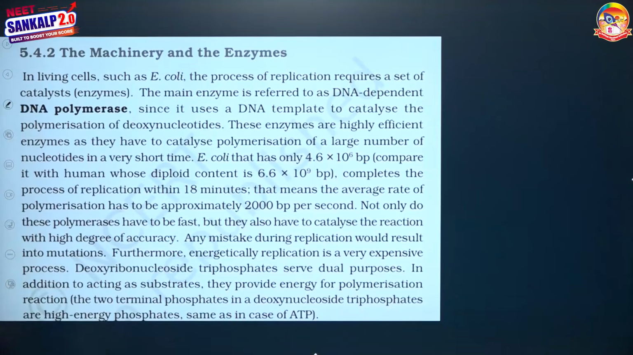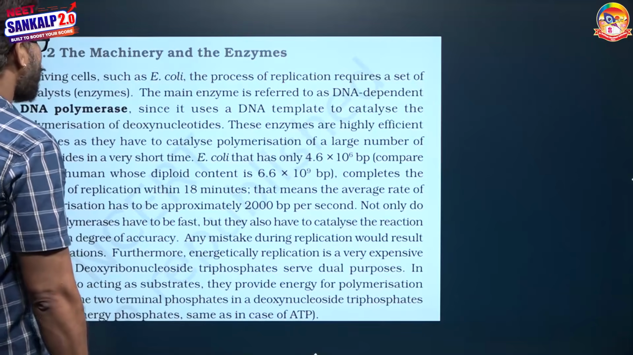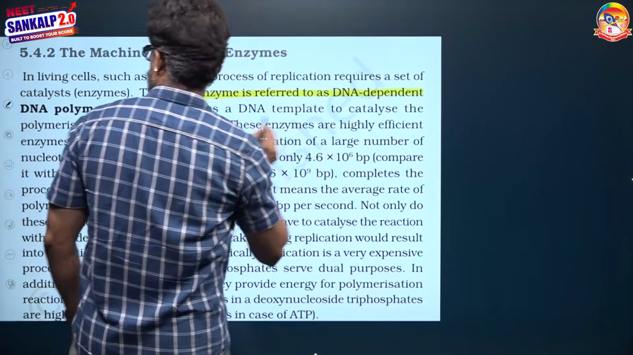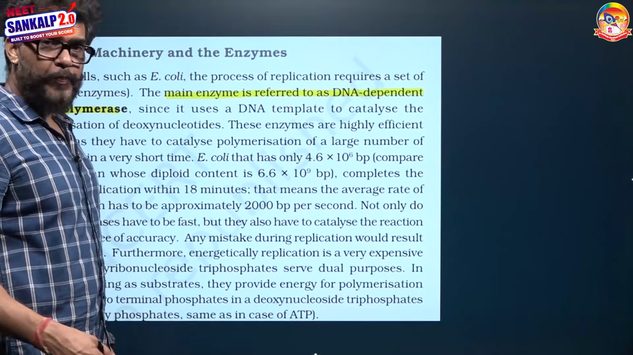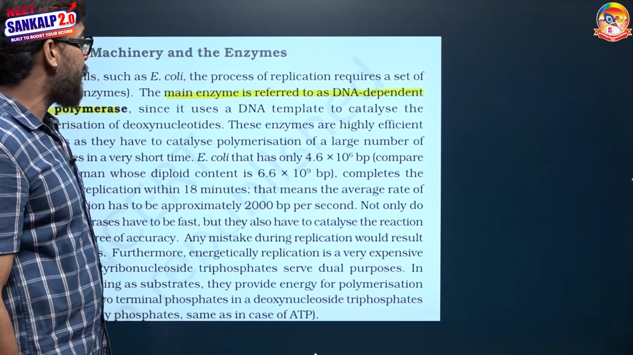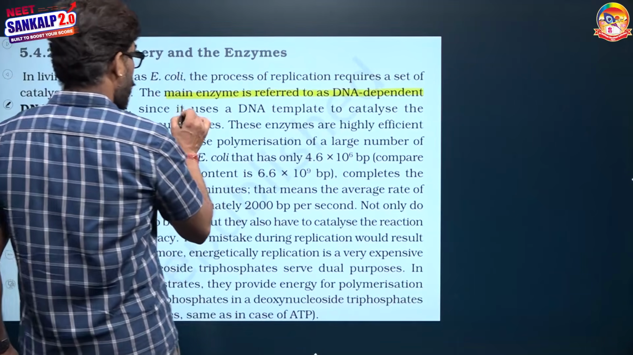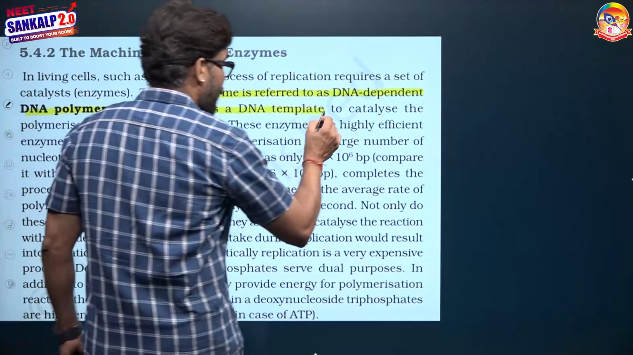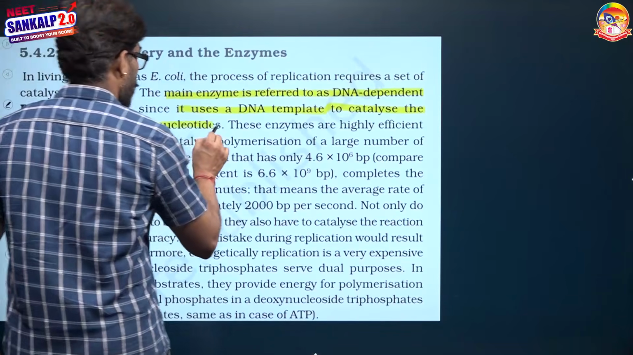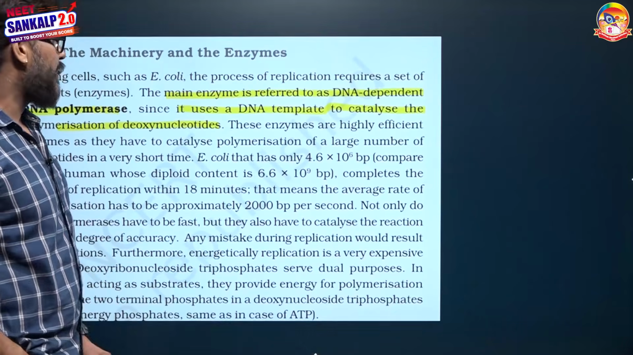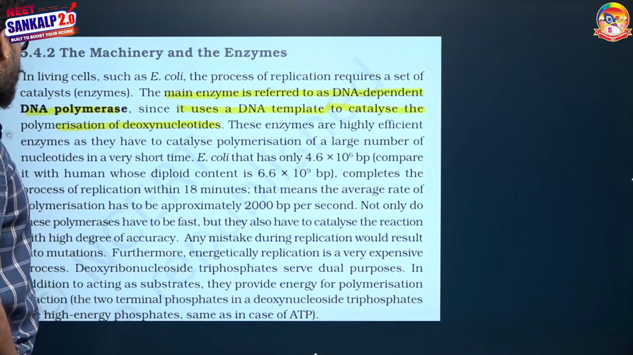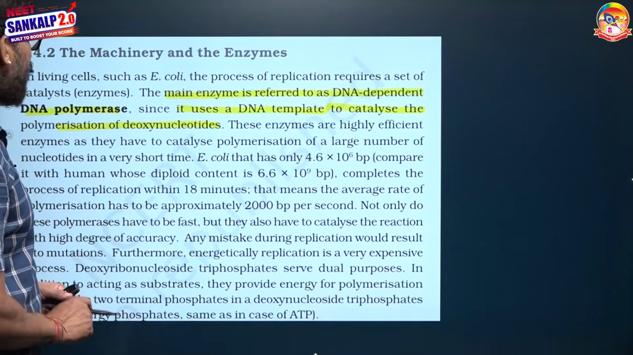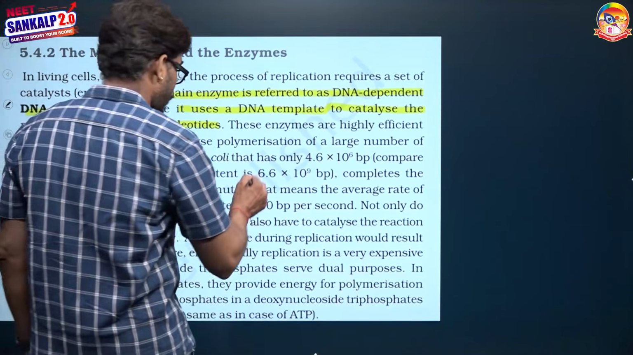The machinery and the enzymes for DNA replication. The main enzyme involved is the DNA-dependent DNA polymerase, meaning the template is DNA and the product is also DNA. So we are calling it DNA-dependent DNA polymerase, since it uses DNA as a template to catalyze the polymerization of deoxyribonucleotides. These enzymes are highly efficient, as they have to catalyze polymerization of a large number of nucleotides in a very short duration of time.